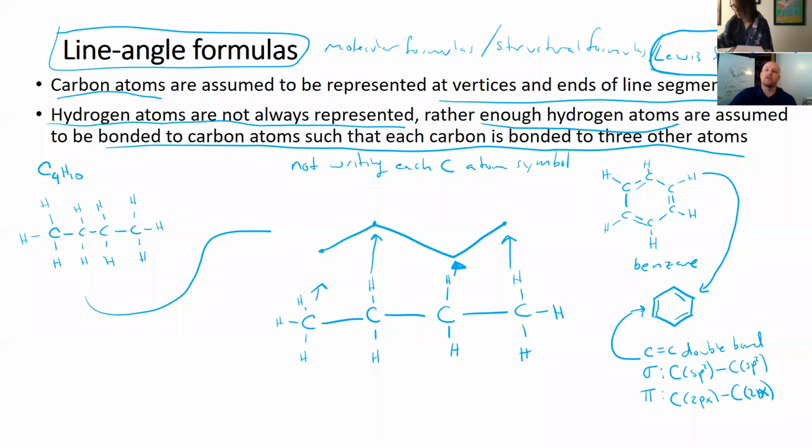So this is another place where we want to make sure we can identify the types of bonds, if you start to see this line angle formula in chemical structures moving forward. I think your textbook does this a bit as well, and the textbook doesn't always tell you what it's doing there, but I want you to make sure that we covered that before we go any farther.